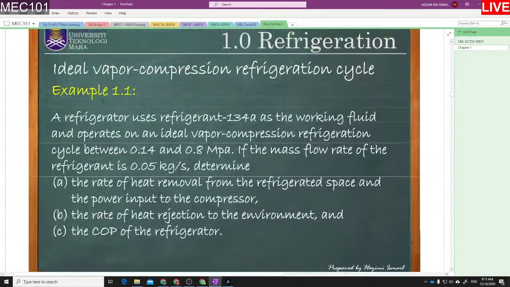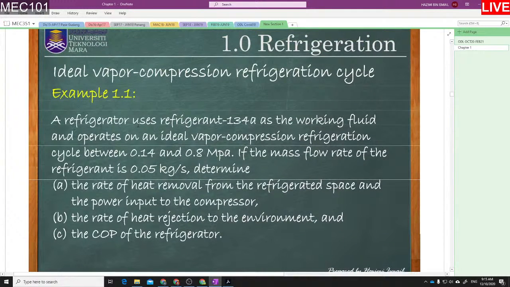Kita tengok apa soalan dia. Dia cakap refrigerant 134A. Okay. Refrigerant 134A is a very common working fluid. Ni selalu kita guna 134 dalam aircon kereta, dalam chiller. Okay. Ni kita namakan dia refrigerant. Untuk refrigeration, kita panggil working fluid dia refrigerant.